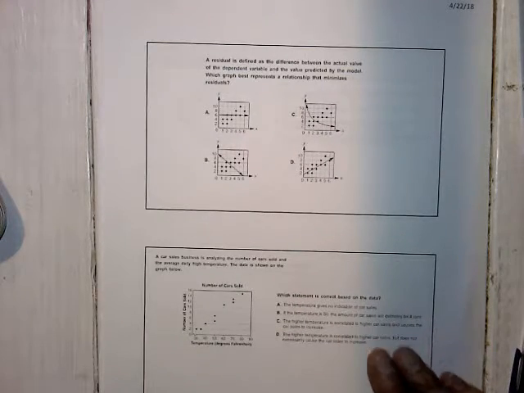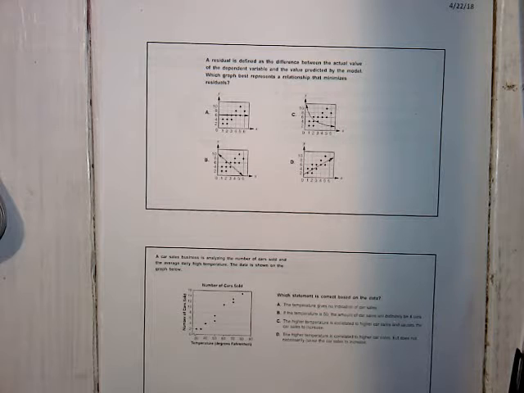All right. Looking at some residual type stuff and our line of best fit we did in October, so this was a long time ago. A residual is defined as the difference between the actual value of the dependent variable and the value predicted by the model. Which graph best represents a relationship that minimizes the residual?